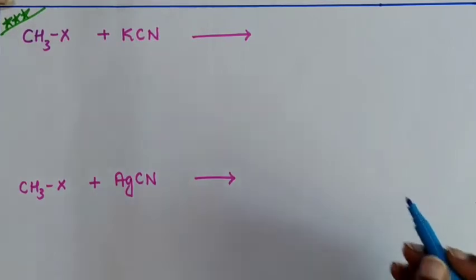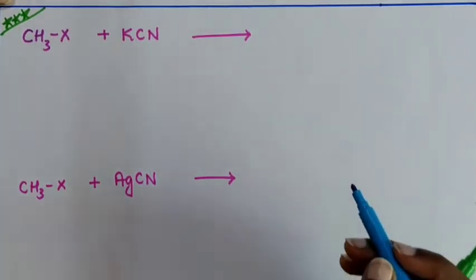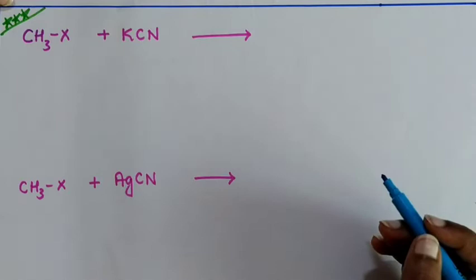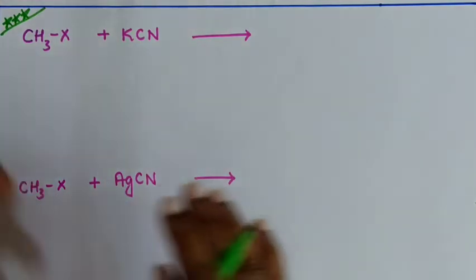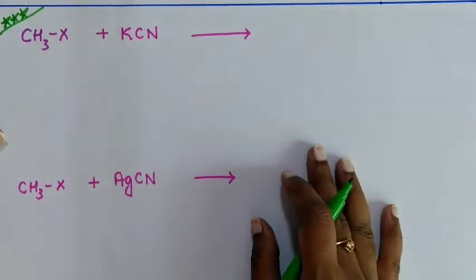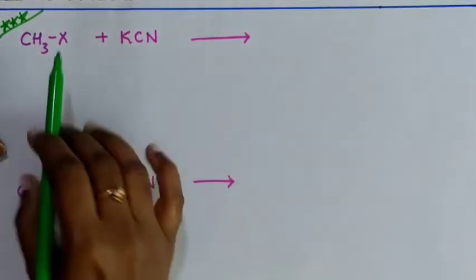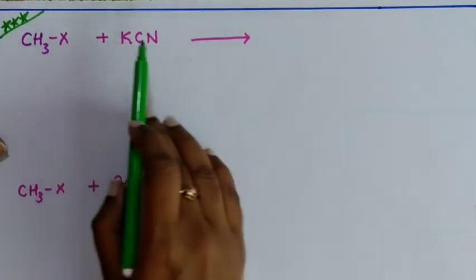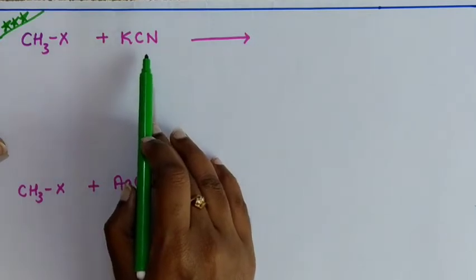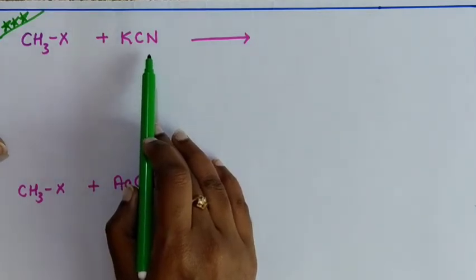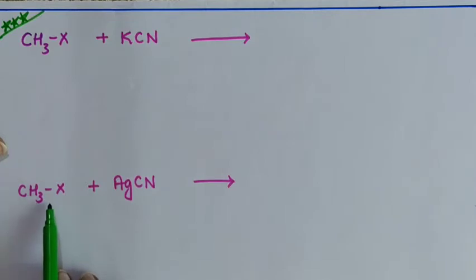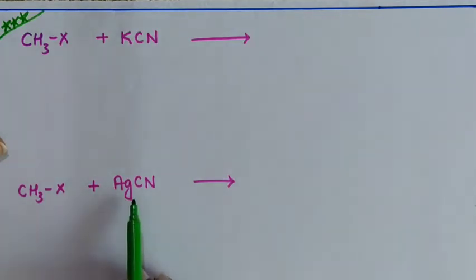Let me discuss one very important question for your board examination as well as for your NEET exam. Most of the question papers have asked this question. The question is how haloalkane is going to react with KCN, that is potassium cyanide, and how this haloalkane is going to react with AgCN, that is silver cyanide.